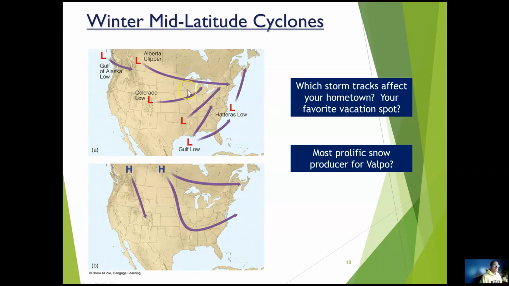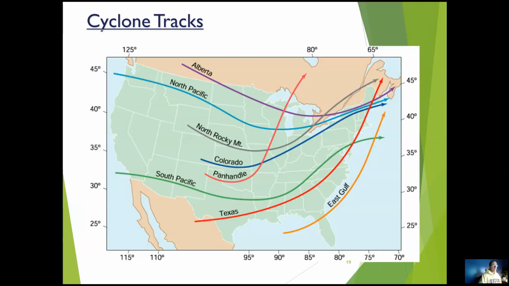But you can see, depending on the track of these Colorado lows, we can see some pretty close proximity to Valpo and Chicago, where we may see some heavy snowfall depending on where we are relative to the track. And so if we think of the most prolific snowfall producer, it's typically going to be one of these Colorado lows, especially if they can form a little further south here and come up through, say, St. Louis and Indianapolis, where we're on the north side and some of the colder air to be able to get some of those heavier snowfalls.